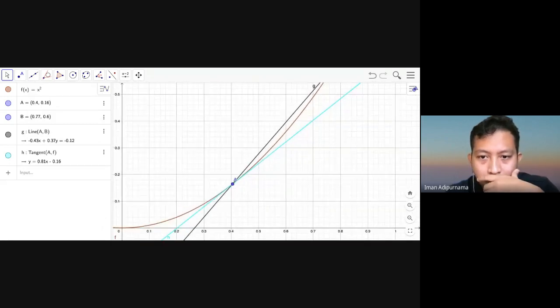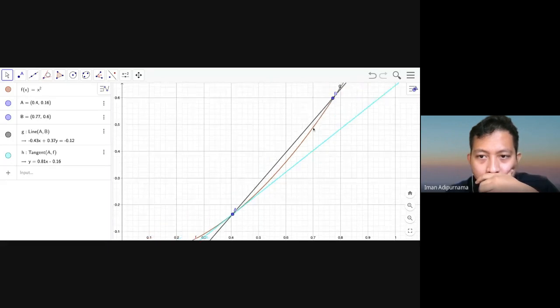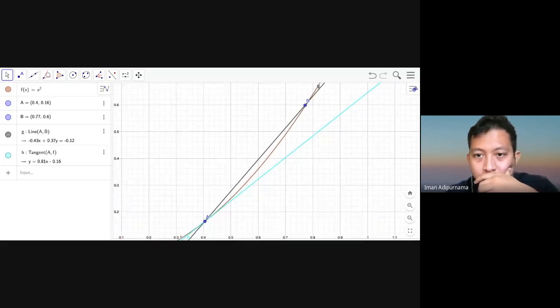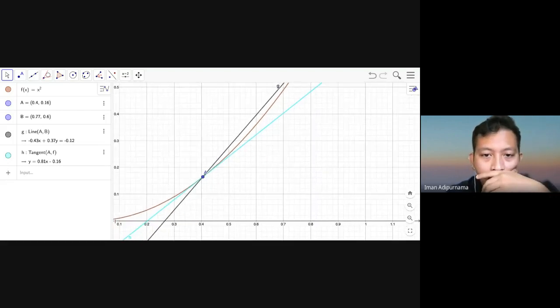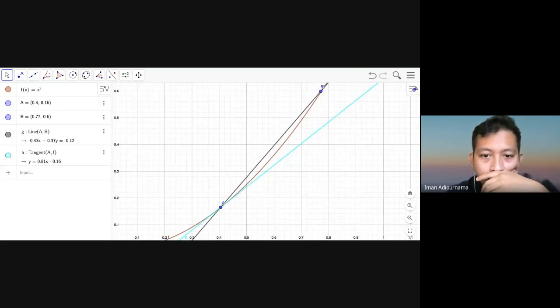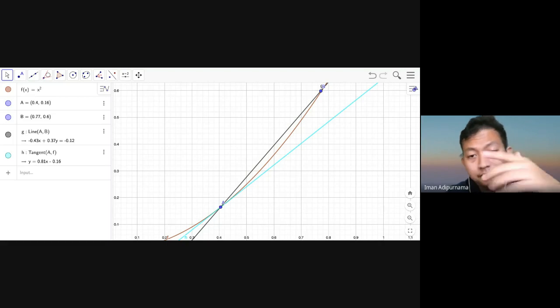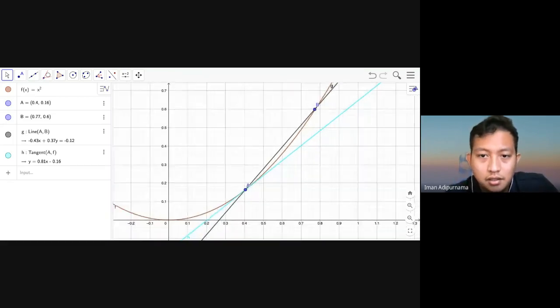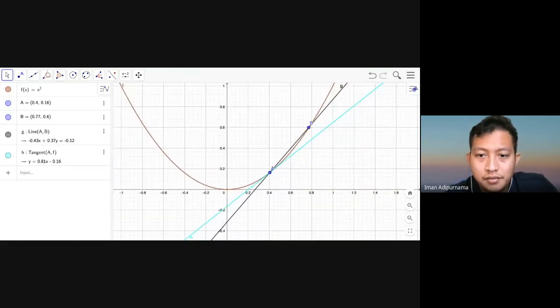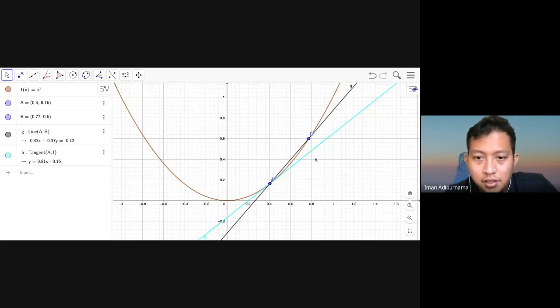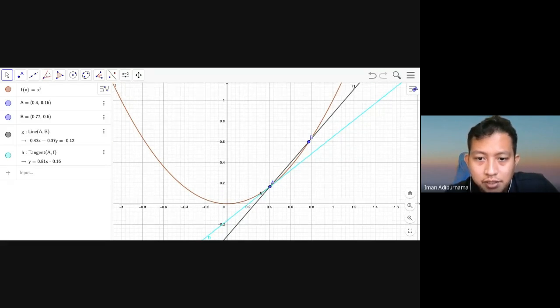Okay, so the brown is the function. A and B is just a line. Let's say this is our second line. I will use this line later in the further section of limit. And the blue line is our tangent at A. Okay, so this is the tangent.